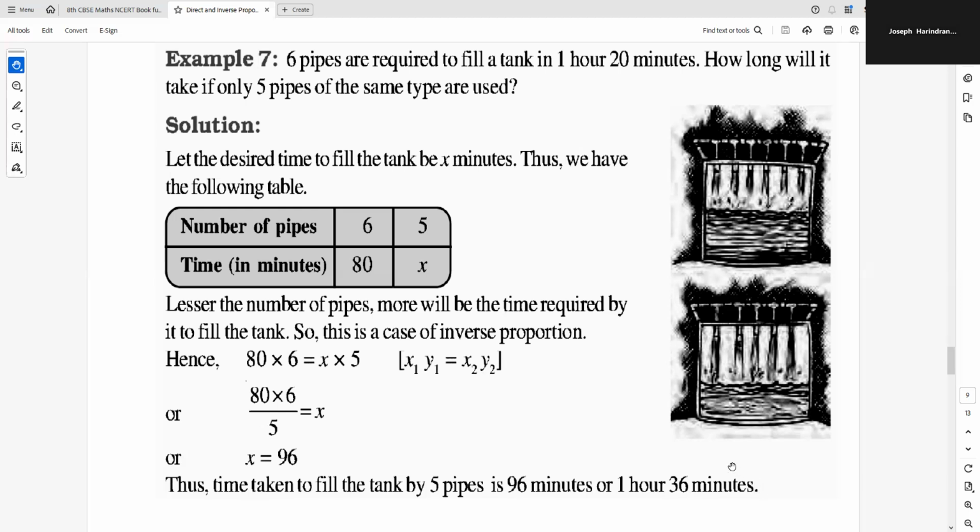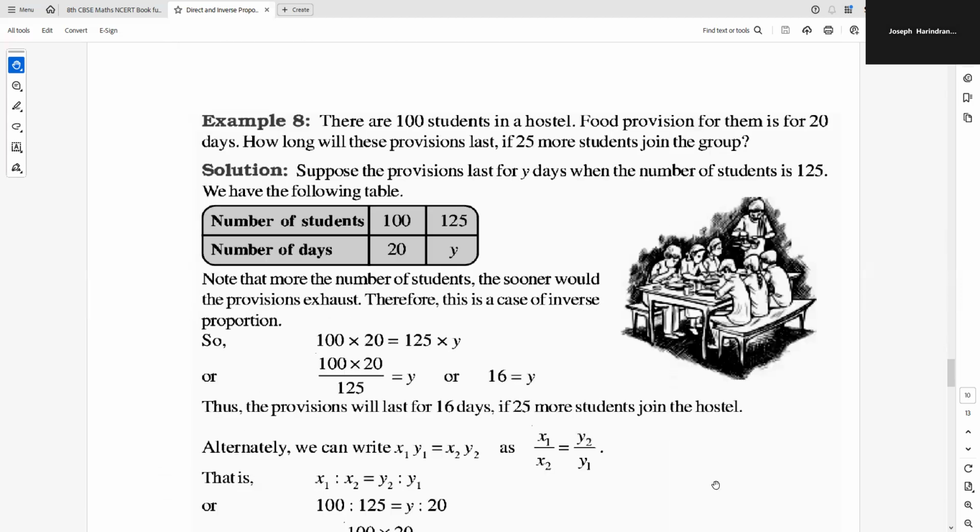And that's the answer. Time taken to fill the tank if only 5 pipes of the same type are used. So we see that the time has increased by 16 minutes. See how many minutes it has increased? 1 hour, 20 minutes for 6 pipes. But with only 5 pipes, it will take more time. The number of pipes is decreased, but it takes more time. 1 hour, 36 minutes. Okay.